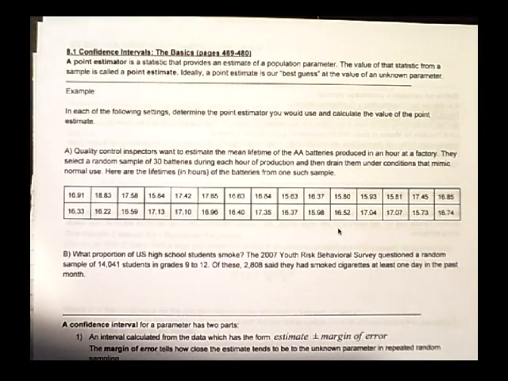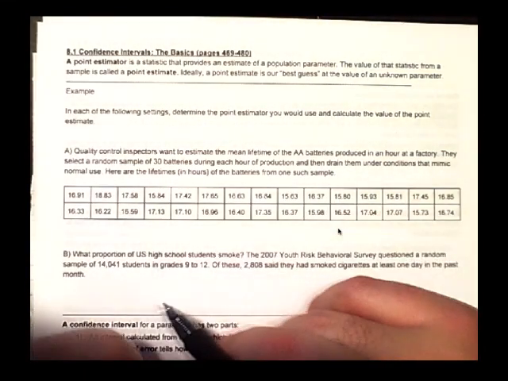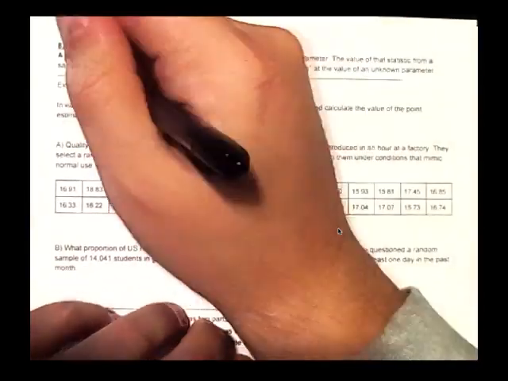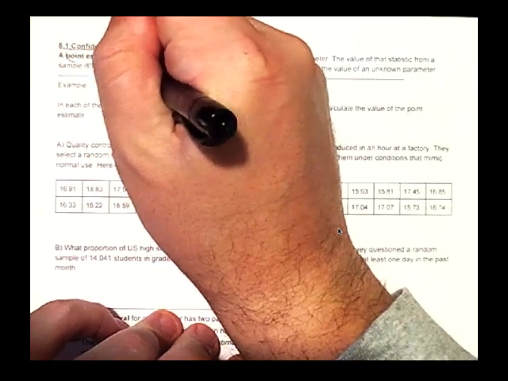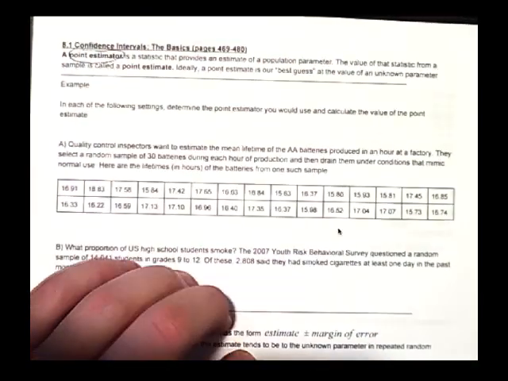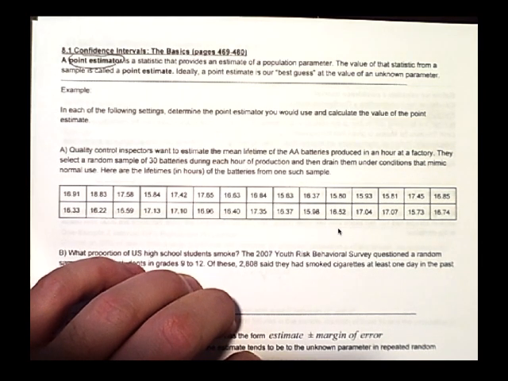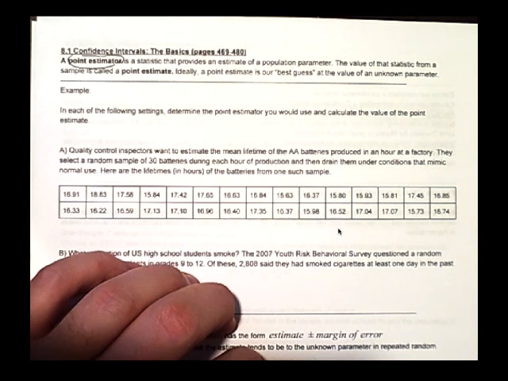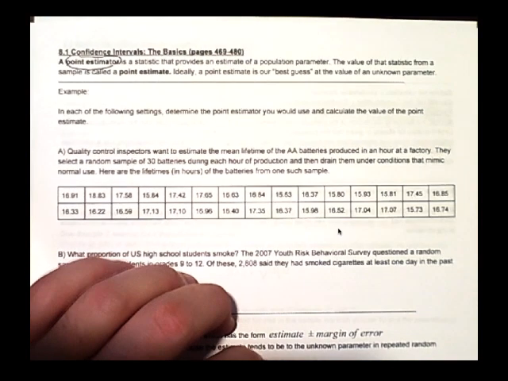All right, guys, let's go over 8.1 here. It says confidence intervals, the basics. It says a point estimator is a statistic that provides an estimate of a population parameter. The value of that statistic from a sample is called a point estimate. Ideally, a point estimate is our best guess at the value of an unknown parameter.